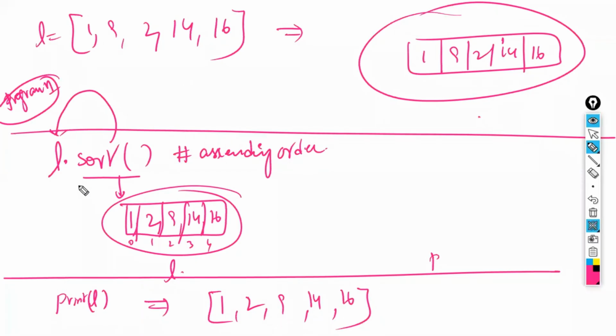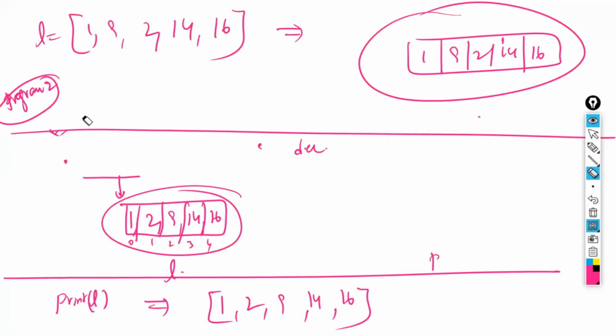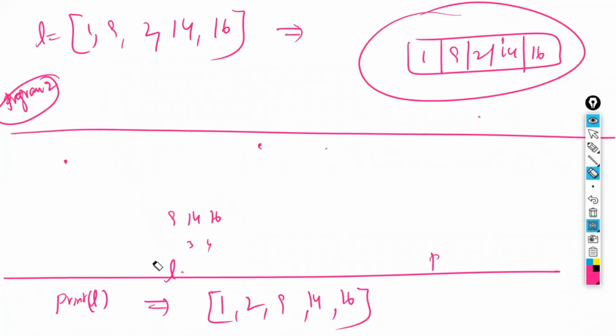You have written the first line, second line, print L. Finally, you have got this one. Now, program number 2. Now, a completely new program. Same example. L is as it is. Everything is same. Now, you are going to use sorted of L here. Instead of list.sort, you are using sorted of L.